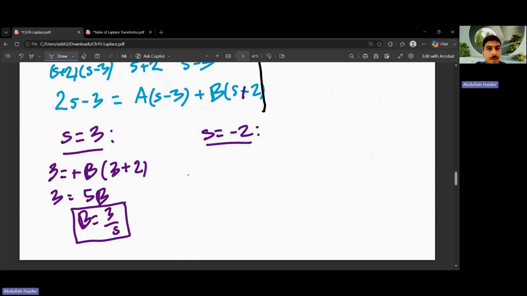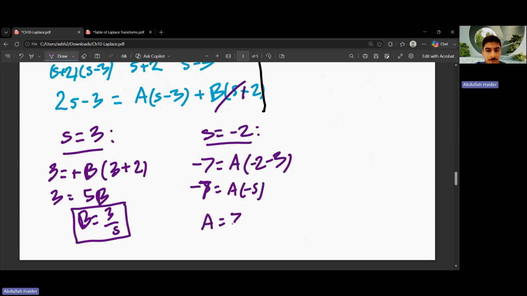This is your B. And now substitute s equals negative 2. So 2 times minus 2 is minus 4, minus 3, minus 7, is equal to A times (minus 2 minus 3), plus B times 0. Minus 7 is equal to A times minus 5. So in this case, your A is 7 over 5.